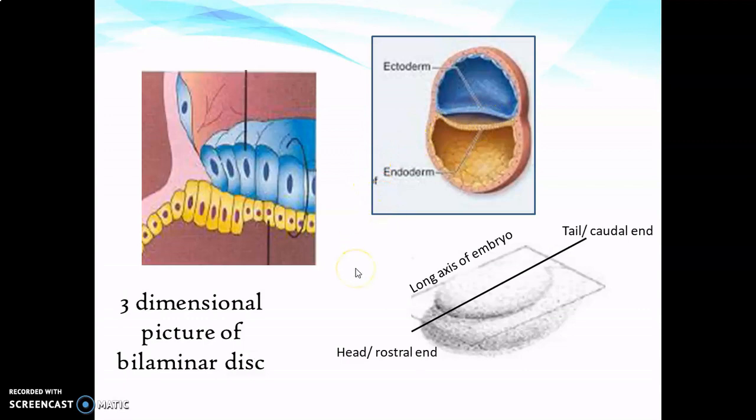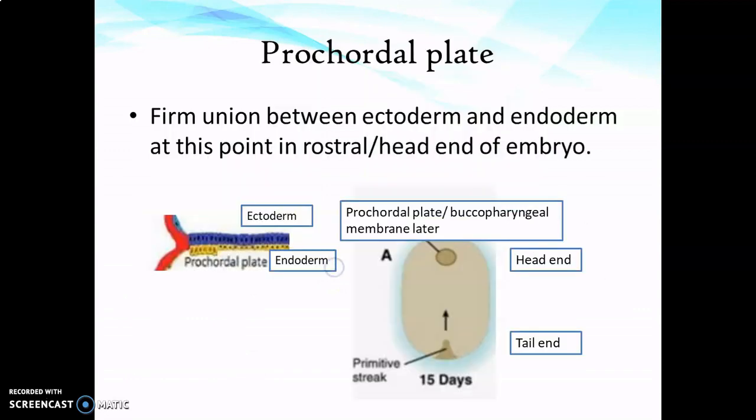One more structure develops here, which is known as prochordal plate. You can see the cells of endoderm and ectoderm slightly enlarged at this head or rostral end. At this area, there is firm union between these two germ layers, which is known as prochordal plate. So prochordal plate is a firm union between ectoderm and endoderm at this point in the head or rostral end of the embryo, as you can see in these two images. And this prochordal plate is the future buccopharyngeal membrane.